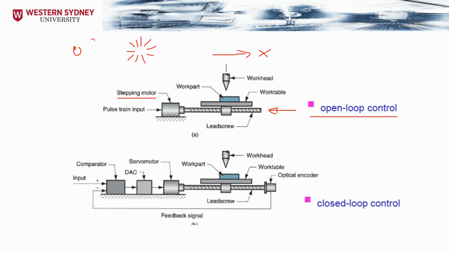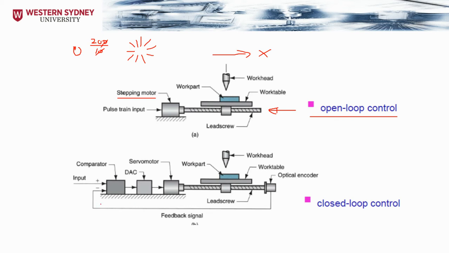That means 200 divided by 10 is going to be 20. So if I need 20 revolutions for the lead screw, I need to send 20 pulses to the motor to make it rotate for 20 revolutions.